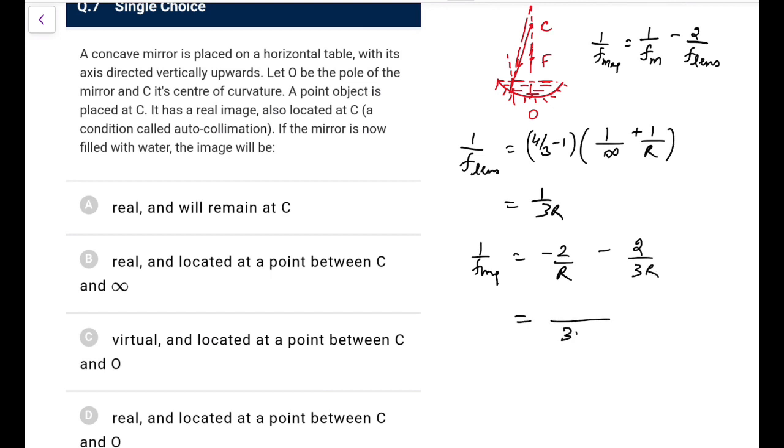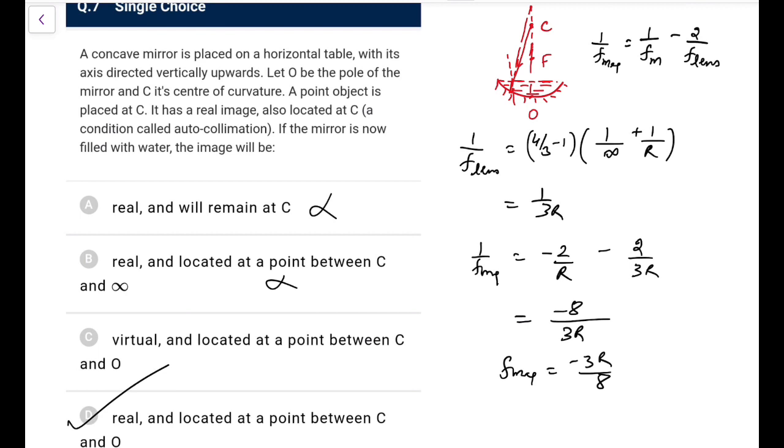So we are getting LCM as 3R, and it would be minus 6 minus 8. So Fm equivalent now becomes minus 3R by 8. So instead of R by 2, it has become 3R by 8. That means the focal length is reduced. So effectively the object is shifted beyond 2F. So the image would be in between F and 2F. So definitely it would be before C that the image will be formed, and it would be a real image, and it will not remain at C. No, not at C or at infinity, it would be located at a point between C and O, and real.